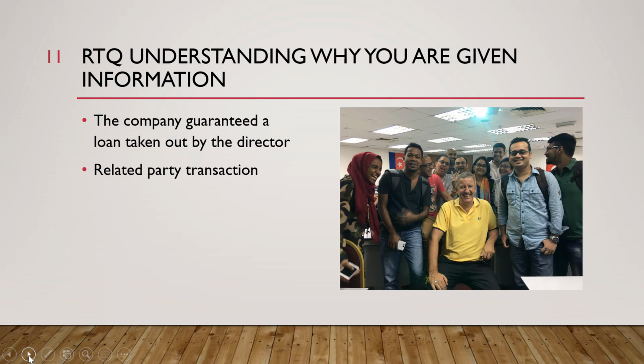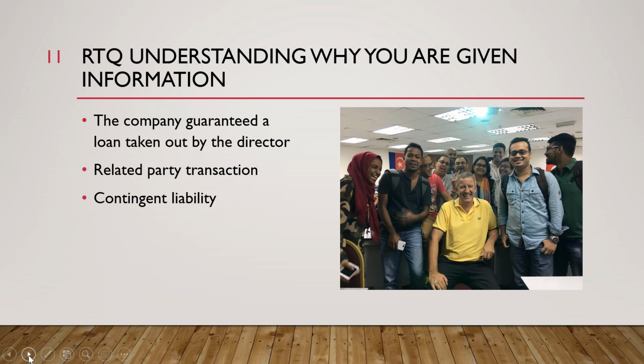The company's got a guarantee. Is it going to have to pay it? Is the director going to default? If it's possible, then I guess you've got a contingent liability. If it's probable, then you would have to recognize that as a liability. But actually, it's probably not going to be probable, is it?